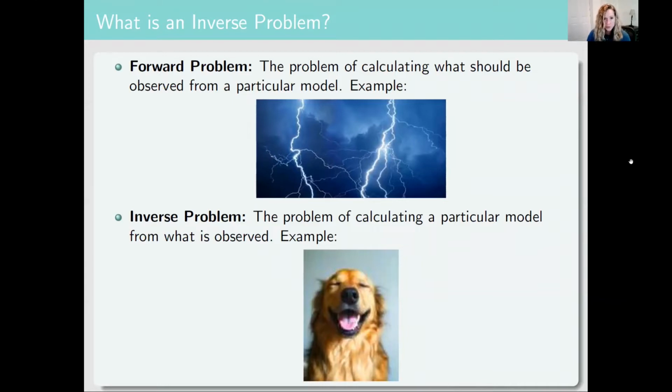So, for example, you observe a dog that's really happy, and you have to figure out what caused the dog to be happy. And that's a very difficult problem because dogs are always happy. So is it happy because its person just came home? Is it happy because it's in the sunlight? Or is it just a happy dog? So this can be a very difficult problem to solve.